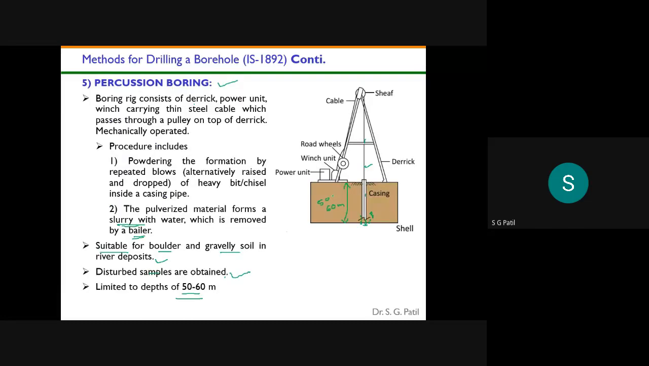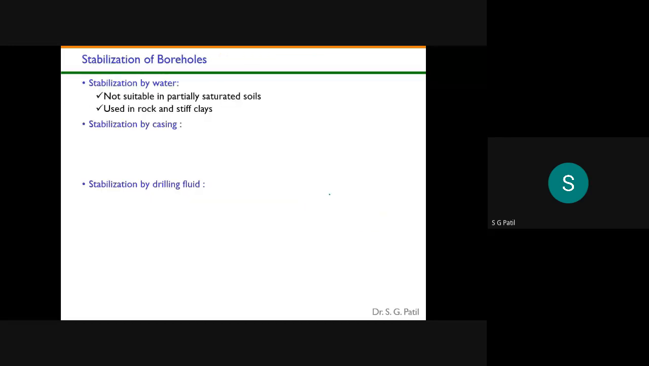So these are the 5 different types of borings. Once you do this boring, then comes the stabilization of the boreholes. How can we stabilize the boreholes? Once you make a borehole inside the ground, if you encounter a very weak soil strata, what will happen? The wall of this hole will collapse, and it will obstruct you from penetrating inside the ground.